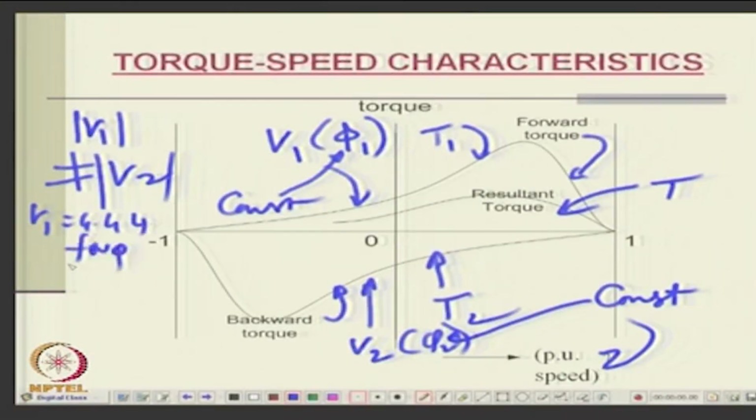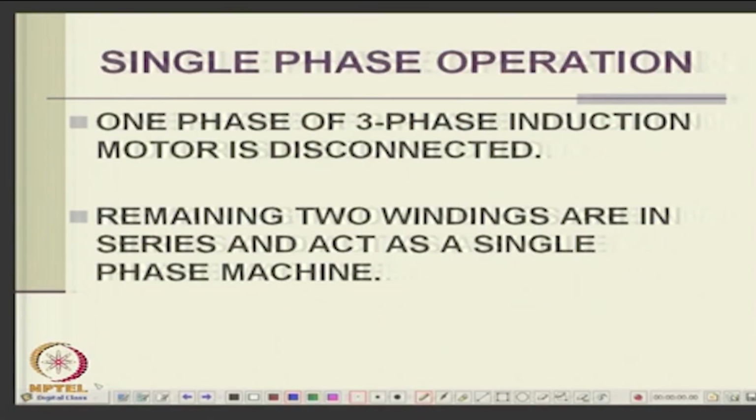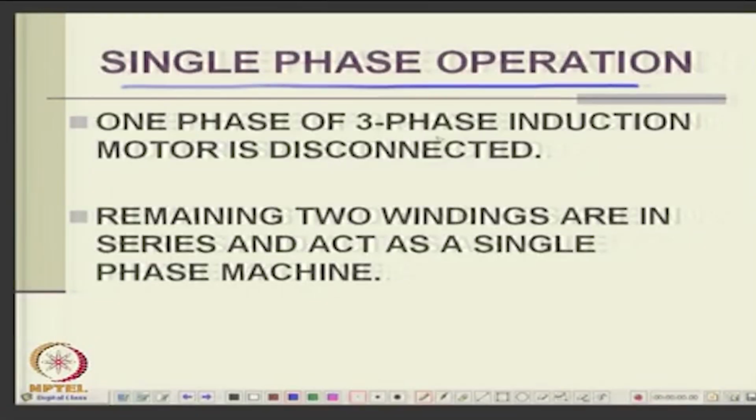Isn't it? You can say V1 and phi 1 are related by this. Now, let us look at this. What we have so far studied is a normal 3-phase motor with unbalanced voltages, a symmetrical 3-phase motor. Now, the single phase operation: say one phase of a 3-phase induction motor is disconnected, and the remaining 2 windings are in series. Take a star connected machine, you disconnect one line. This is also one type of single phase operation.